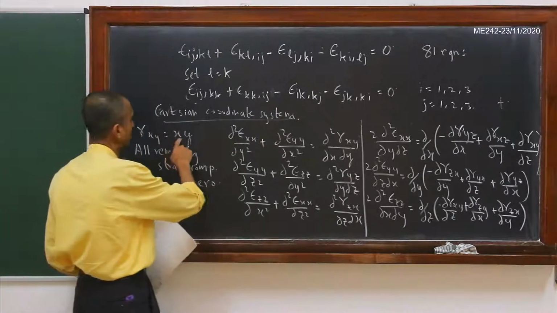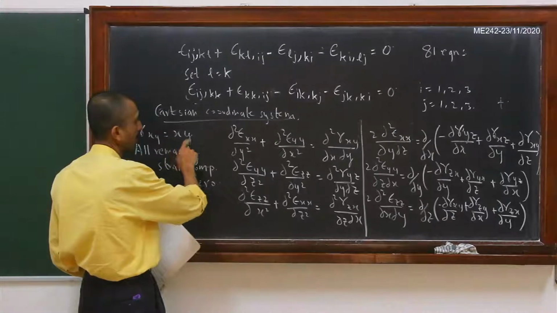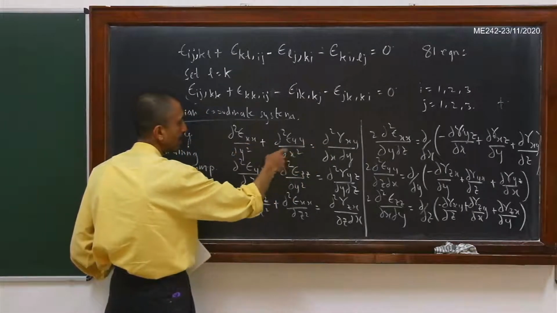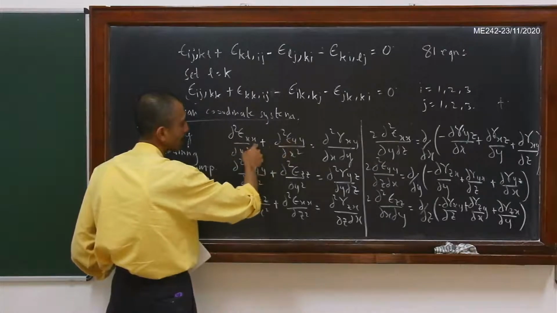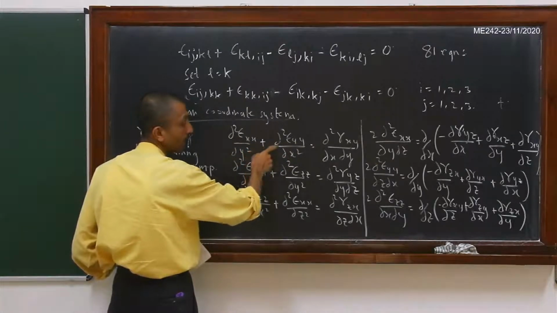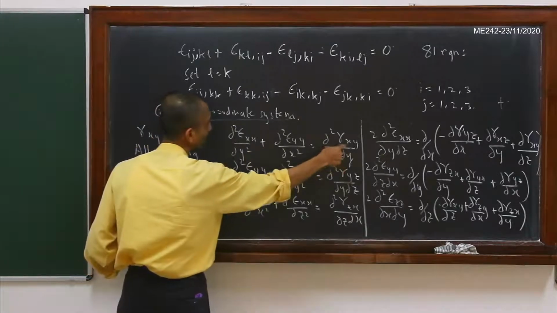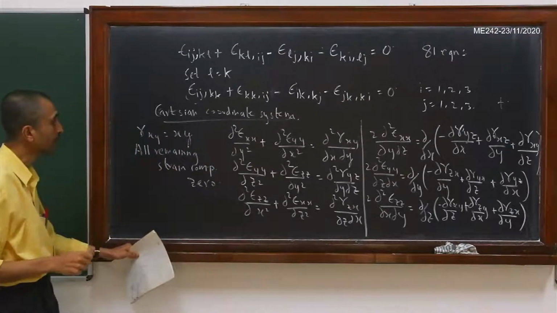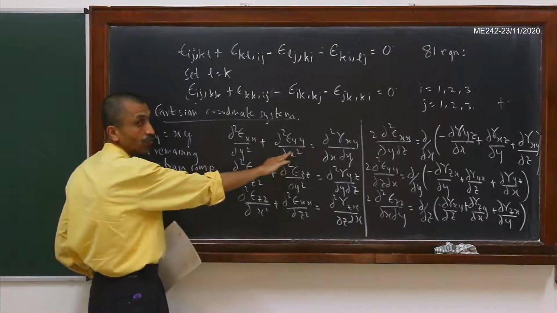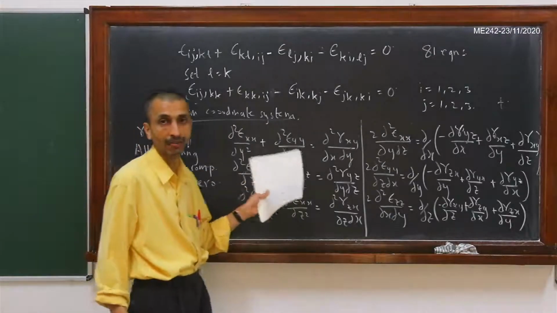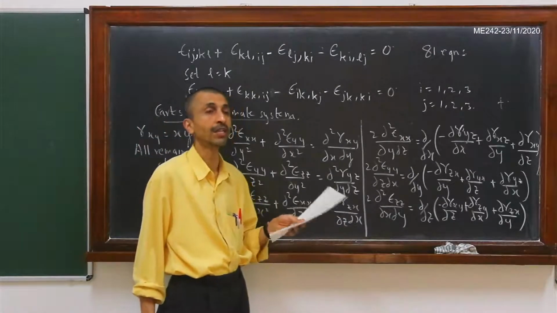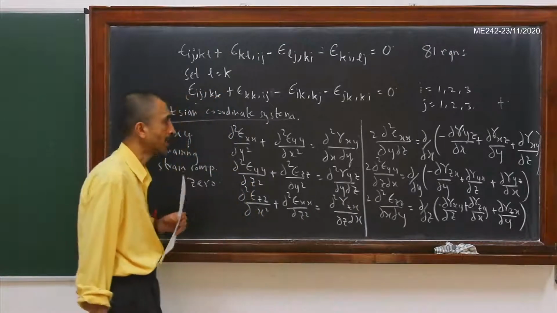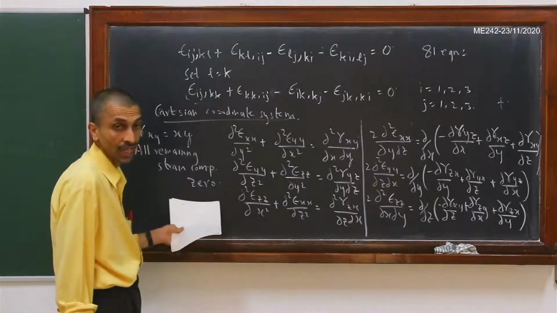Suppose I substitute this gamma xy equal to xy in this particular equation, right, and we have said that all the remaining strain components are 0. From this you will see that the very first compatibility relation is violated, because here you will get 1 and here you will get 0, right. So if I take this as my strain field, then the first compatibility relation is violated, and if any of the compatibility relations are violated, there is no single valued displacement field corresponding to that particular strain state.